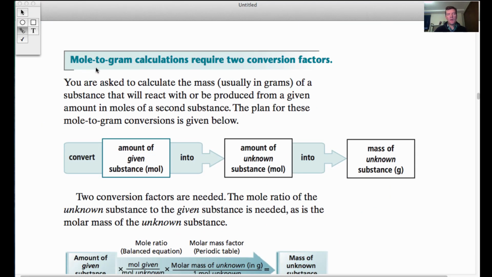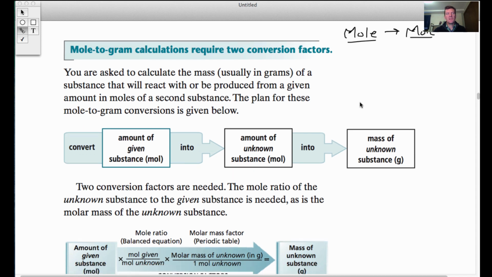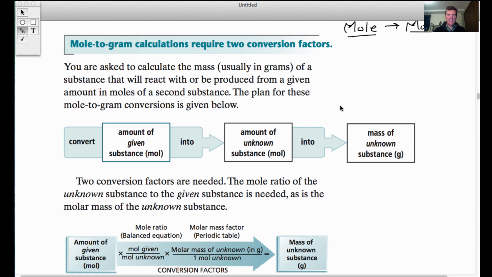So now what we want to do, we did just a second ago, we went from moles of something to moles of something else. That's one thing that you might be asked to do. But we're also going to take it one step further, and look at what if you need to go from moles to grams, or grams back to moles, or grams of one thing to grams of something else. Mass of one object to mass of a different object.